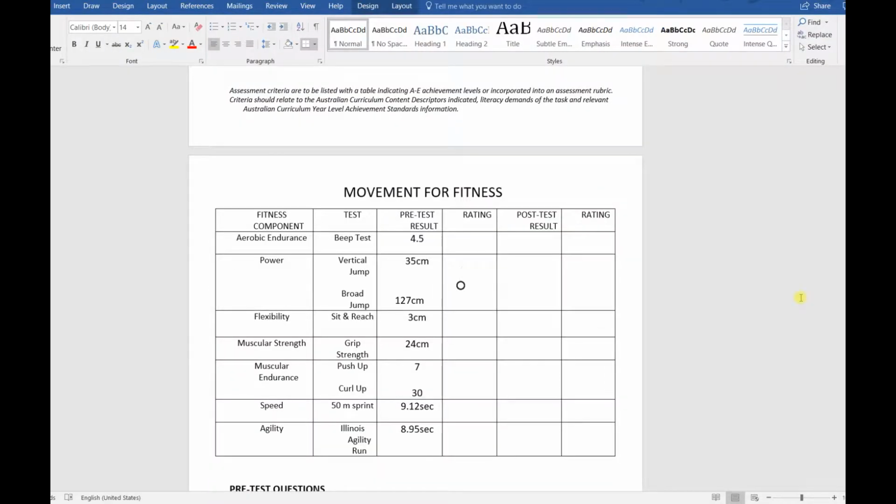As you scroll down onto the second page, you'll notice that there are different fitness components and also the different tests that we've done. You can see that I've placed all my pre-test results into this column here, but now all of them need a rating compared to the norms all around Australia.